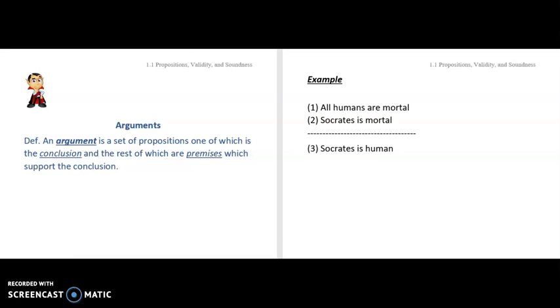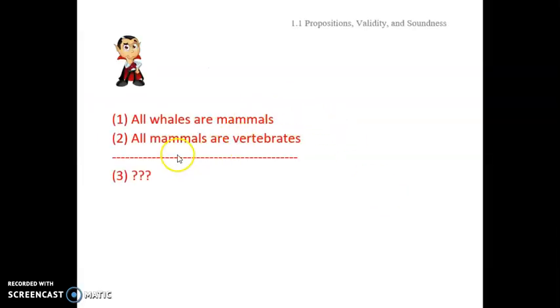Let's try this here. So here's not an argument, but part of an argument. It doesn't have the conclusion filled in, but it's got two premises, and there's supposed to be something that follows from them. The first premise is all whales are mammals, and the second premise is all mammals are vertebrates. Now, something can be inferred from these two. Pause now, take a second and see if you can figure out what can be inferred from 1 and 2.